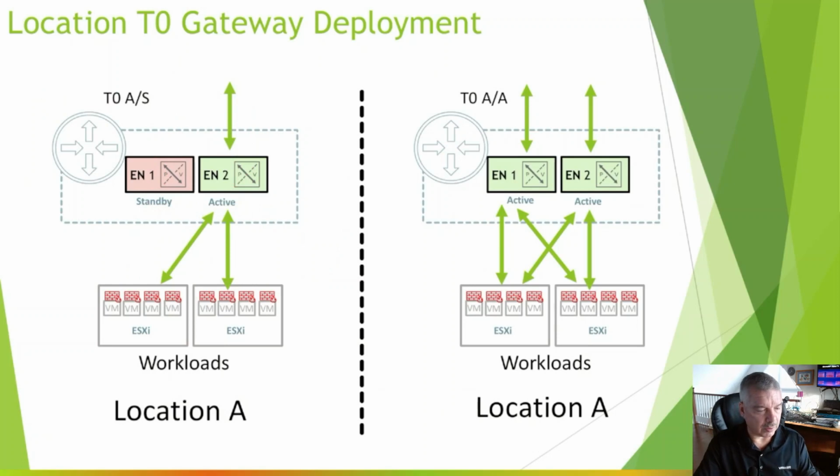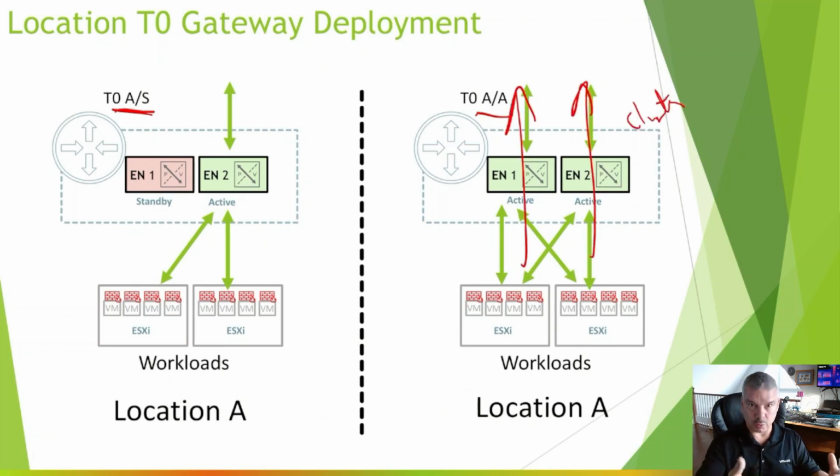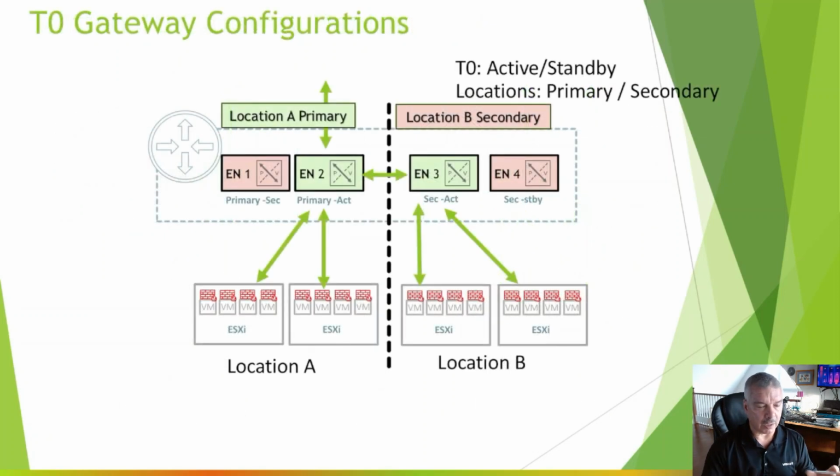So my tier 0 can be configured as active standby or active. Both edges in the cluster, this is the edge cluster here, both edges have traffic flowing through them. So these are your choices. When we go to deploy our tier 0s, we can say I want my location to be active standby or active. Okay? So let's take a look at this. I just talked about active standby and active, and that's at the location.